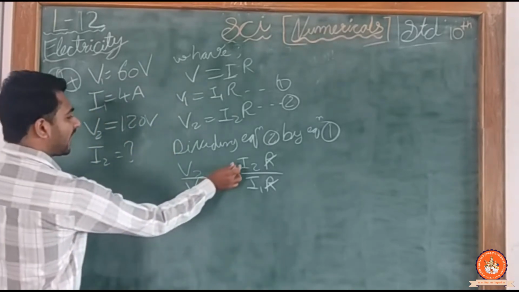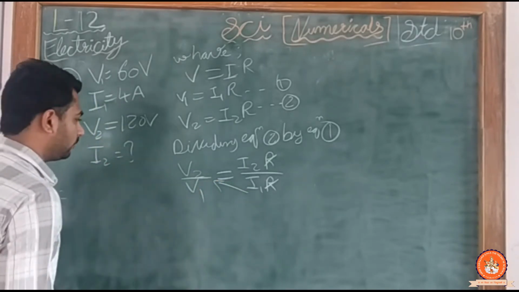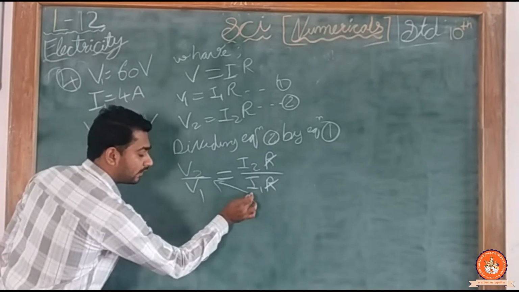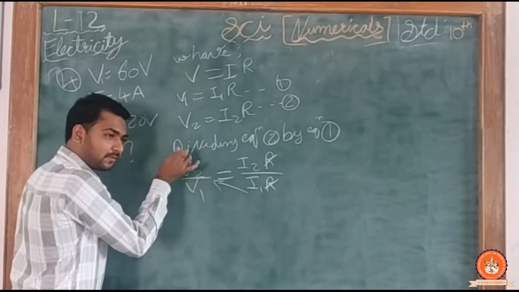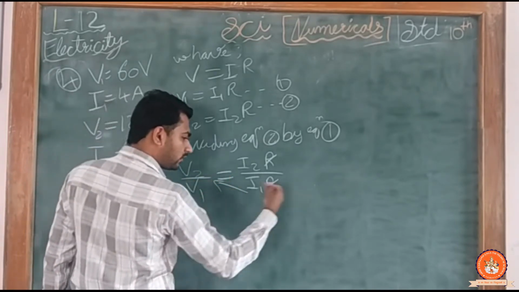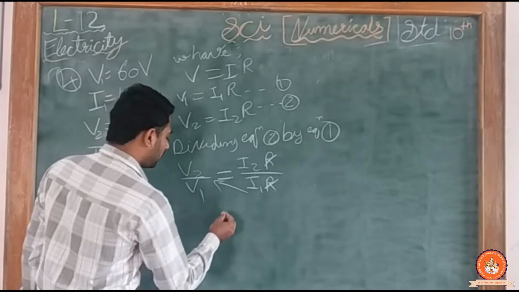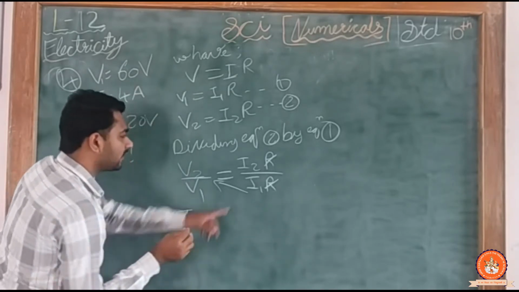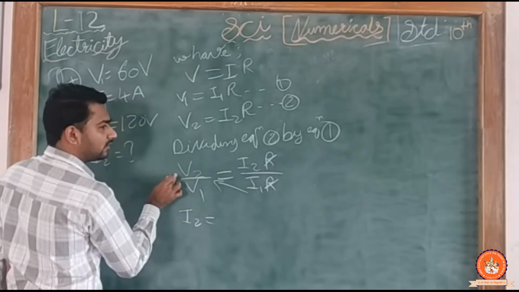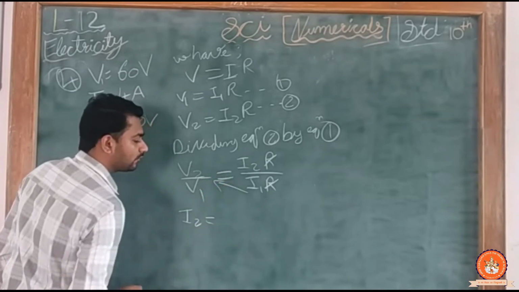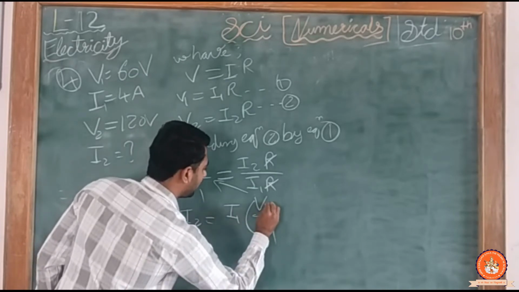So we will subject I2 here and I1 will go to the other side of the equal to. I1 was in division, so when it goes to the other side of the equal to it will be in multiplication. Just like when plus goes to the other side it becomes minus, and minus becomes plus. Similarly for multiplication and division. Clear? So I2 is equal to I1, which is in division, multiplied with V2 by V1.